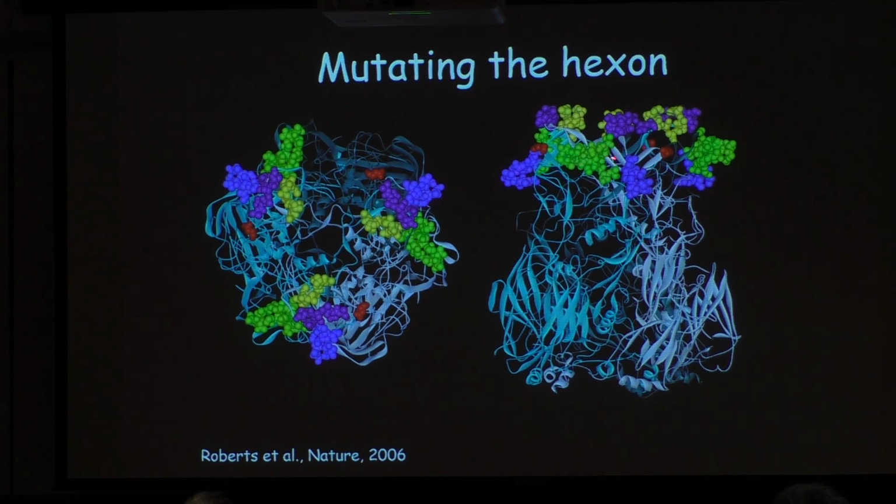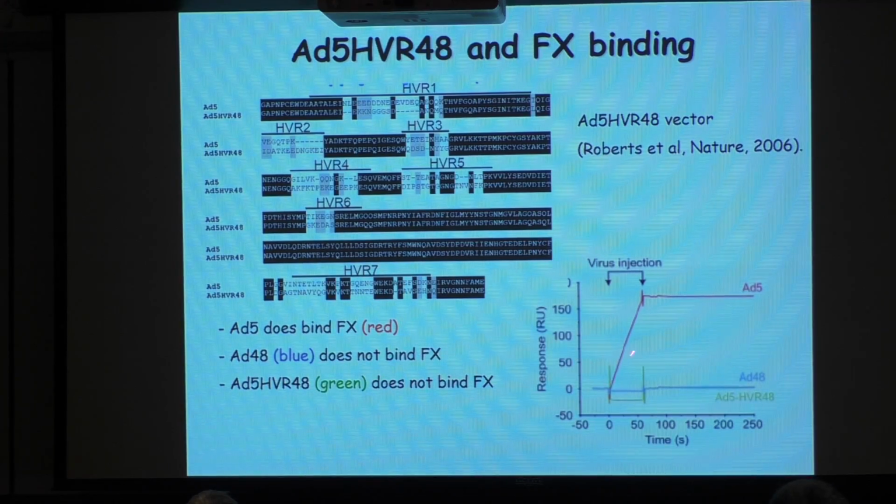So essentially, we mapped all of these with Dan Baruch and Menzo Havenga, and we can modify all of these. This is looking down on the trimer. This is the side view. If we do that with AD5, which we know binds factor 10, this is a resonance plot showing you inject the virus over a factor 10 biosensor chip, and you get very good binding. Adenovirus 48, which is a D virus, doesn't bind factor 10 in the hexon. It has actually no binding when you inject over the factor 10 chip.